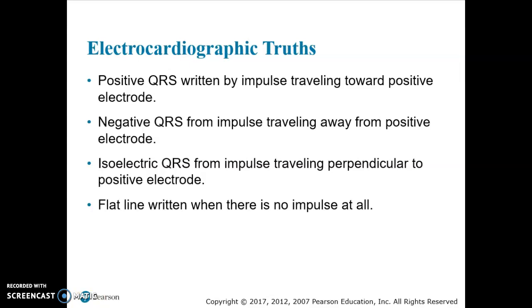And now we're going to talk about the isoelectric QRS. The isoelectric QRS is from impulses traveling perpendicular to the positive electrode. So basically these impulses are traveling at a right angle to the positive electrode, and it writes an isoelectric complex. That's one that is as much positive as it is negative, okay?